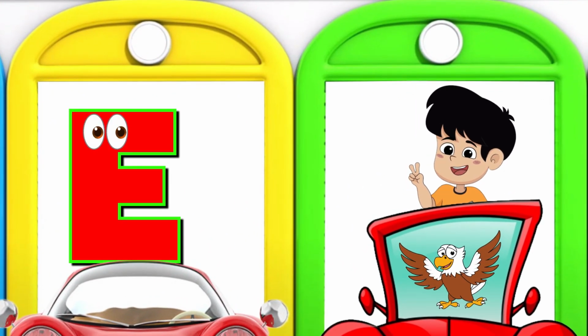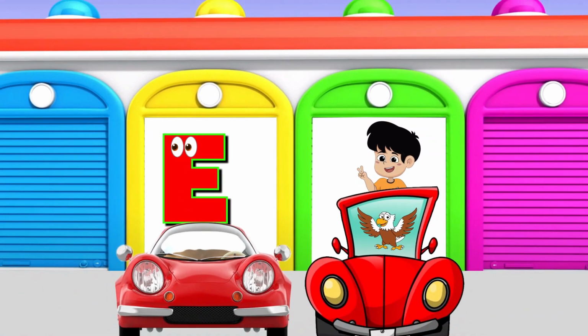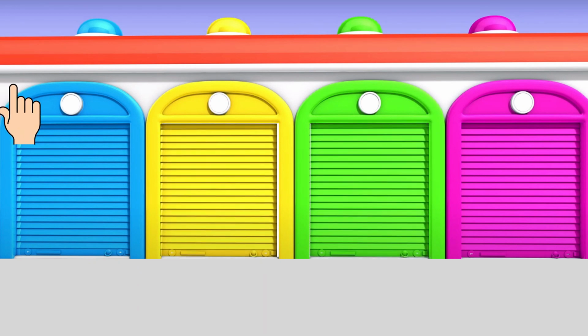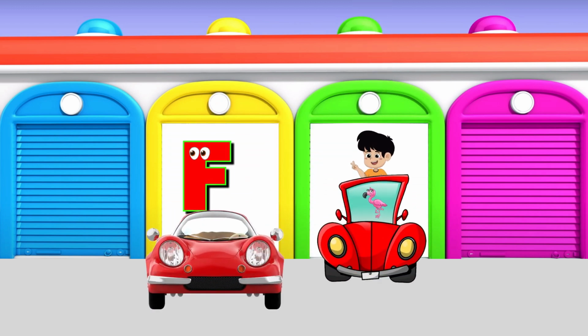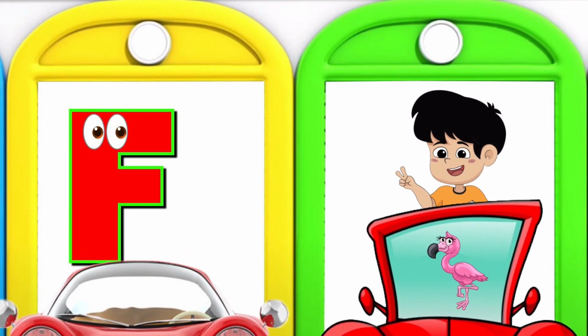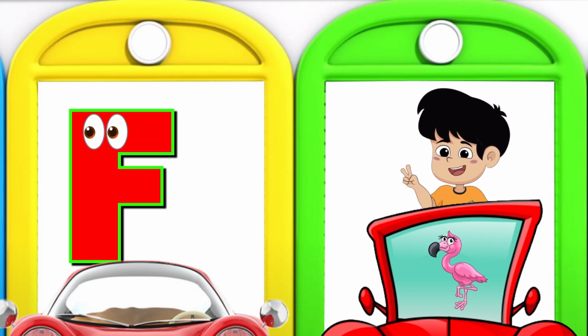E is for eagle. E, e, eagle. F is for flamingo. F, f, flamingo.